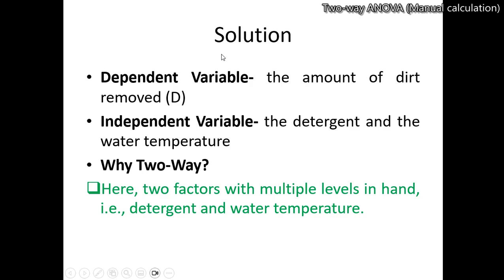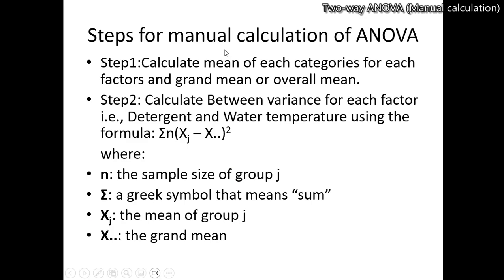For the solution, we have to identify which are the dependent variables and which are the independent variables. Here the dependent variable is the amount of dirt removed, and the independent variables are detergent and water temperature. Here we have two factors with multiple levels, detergent and water temperature. Detergent has two categories and water temperature has three categories.